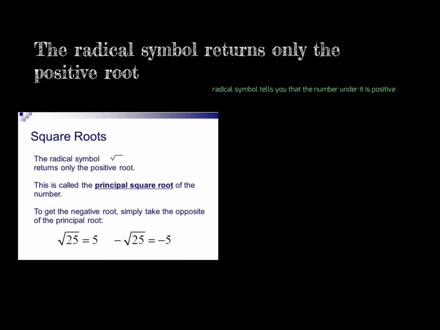So for instance, they gave an example, 25. The square root of 25 equals 5, and negative 1 times the square root of 25 equals negative 5. That's a concept that we're trying to understand. So we figured we would take this minute just to show it to you.